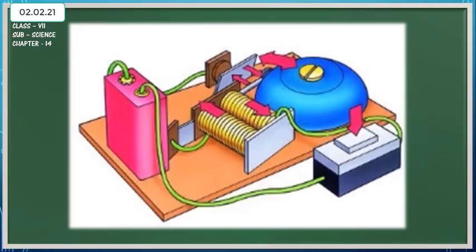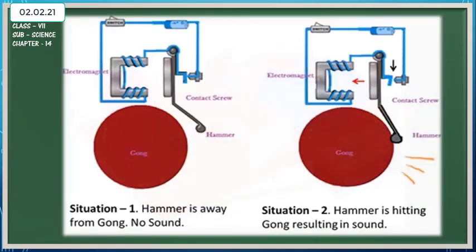Now the working of an electric bell. When the switch of the bell is on, an electric current flows through the coil of wire, which makes the iron piece attached to it act as an electromagnet. As a result, the iron piece attracts the hammer towards itself. The hammer thus hits the bell and a sound is produced.